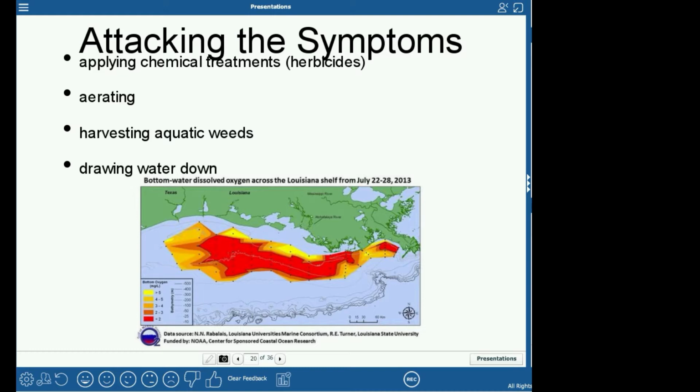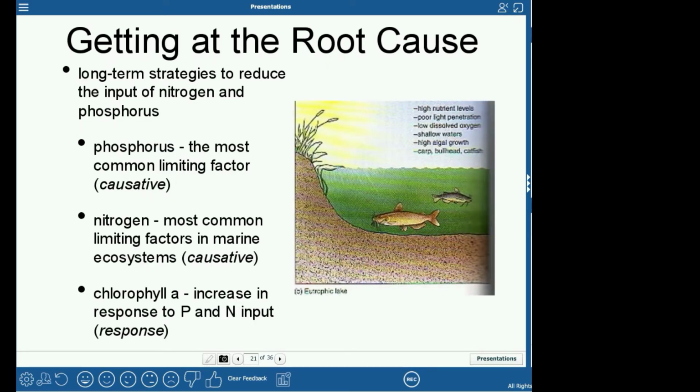So to attack the symptoms, sometimes they will, this is the picture of the dead zone, by the way, take herbicides and spray them on the extra phytoplankton. They will try and aerate, like I was telling you, with the fountains. You can harvest aquatic weeds. They have these boats that will go along and scoop up the algae and stuff living at the top of the surface. Or some places will actually drain the water, clean it, and put water back in there. Obviously you can't do that to the Gulf of Mexico, right? You can't drain the water from the Gulf of Mexico. So they're not really sure what to do with that.